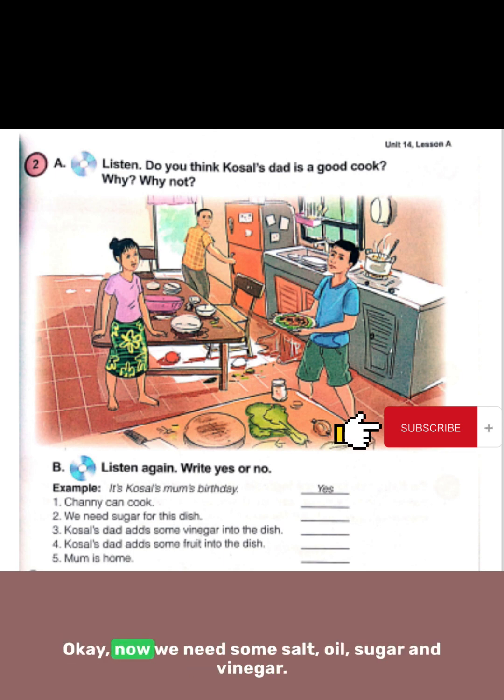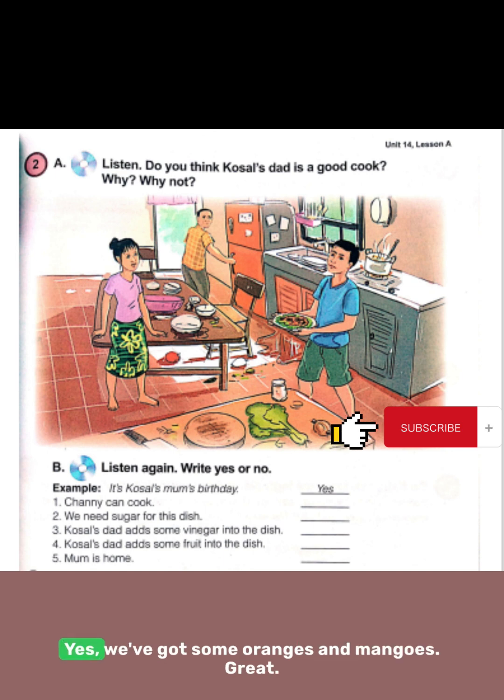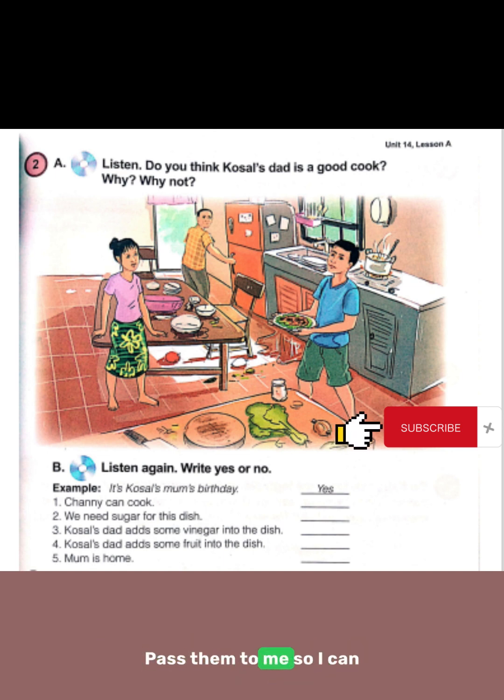Okay. Now we need some salt, oil, sugar, and vinegar. Have we got any vinegar? No, Dad. We haven't got any. And we don't need vinegar for this dish. Oh, right. Now, I'm adding fish sauce. Good, but not too much. Okay, I got you. Have we got any fruit? Yes, we've got some oranges and mangoes. Great. Pass them to me so I can mix them with beef and vegetables.